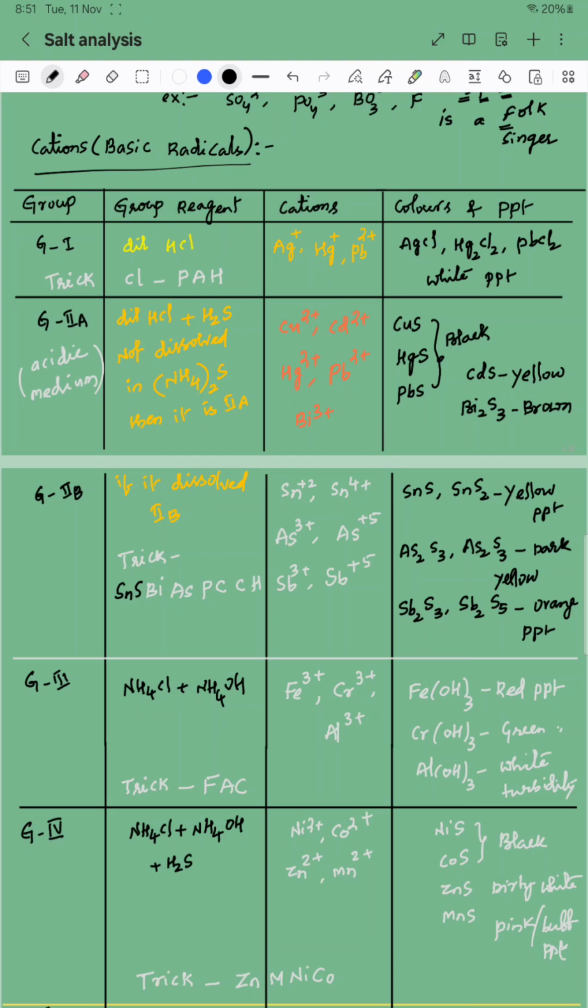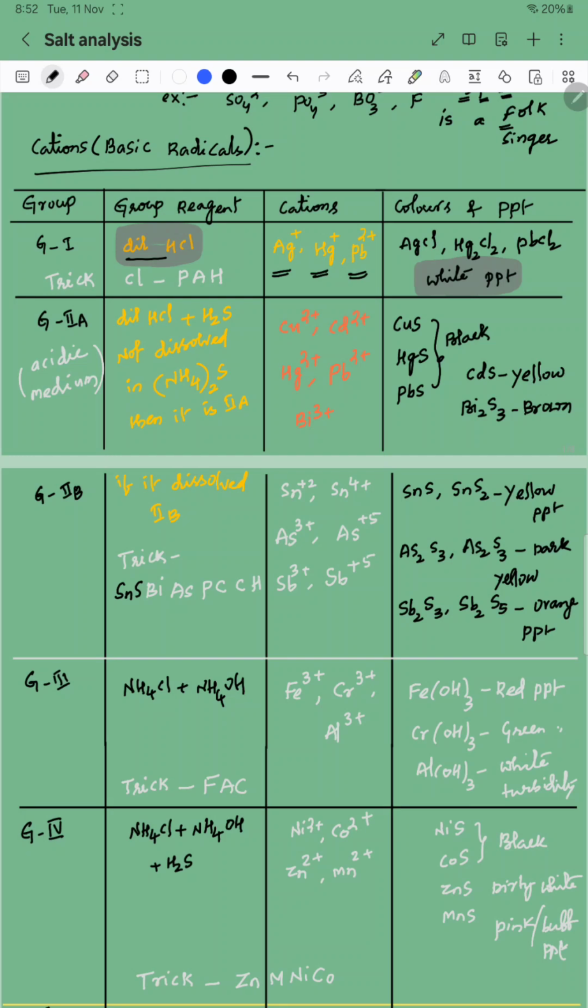Right. Group 1, student, here the reagent we are adding is dilute HCl, right? The cations present in group 1 are Ag+, Hg+ and Pb+2, right? These Ag+, Hg+, Pb+2 react with dilute HCl and form AgCl, Hg2Cl2, PbCl2 as a white precipitate. Color related questions are asked. These first group cations form a white color precipitate with dilute HCl.